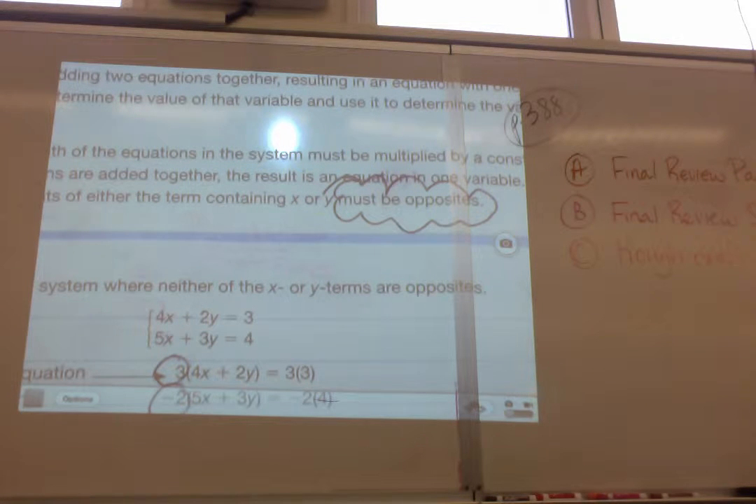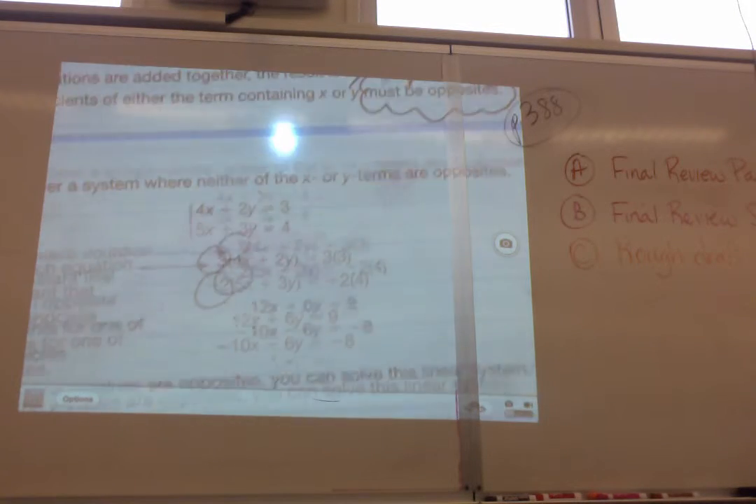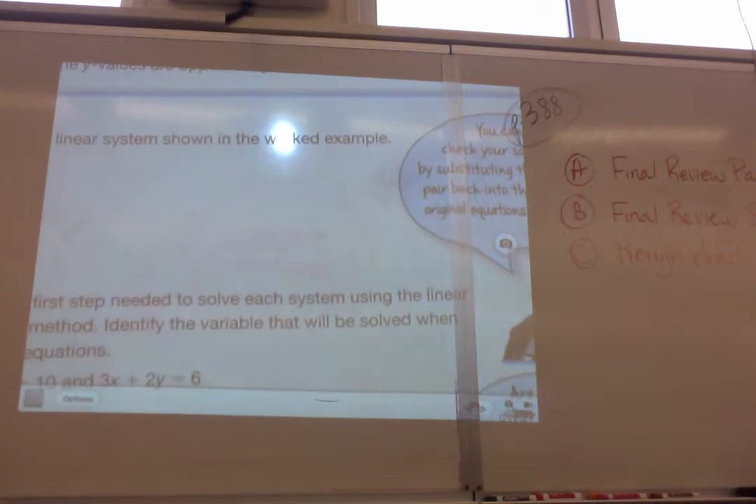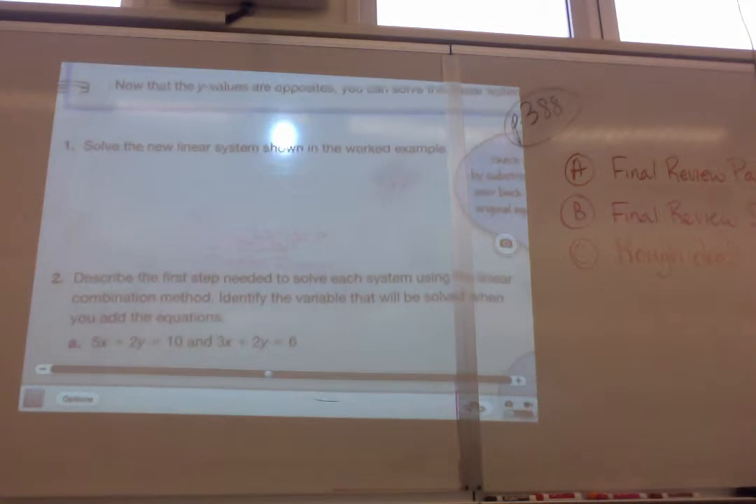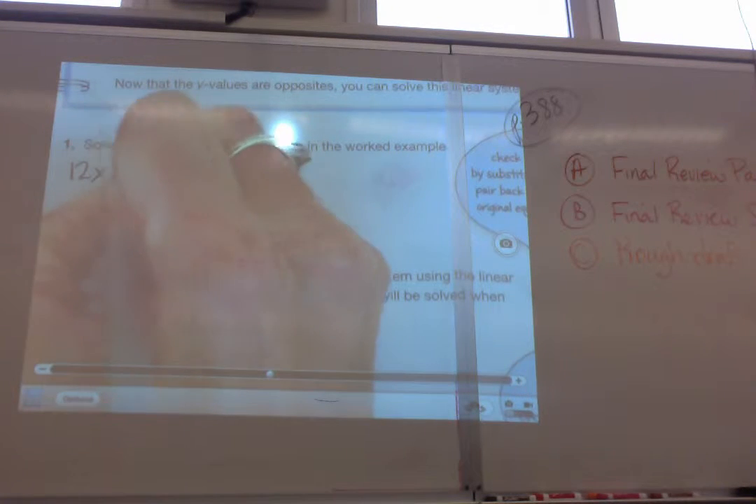Now, so far you've had equations where that's been decently easy to find, or you were able to do it yourself. Just yesterday we saw one where you had to multiply a little bit. In these, you had to multiply both. Solve the new linear system. A little bit smaller so I can fit it in. Here we go. Here's our new system.